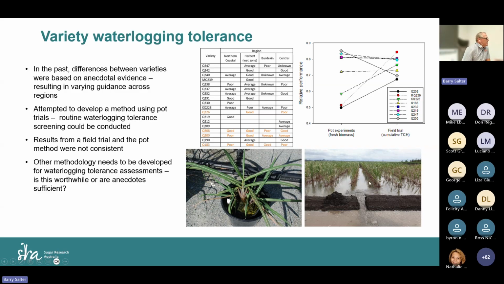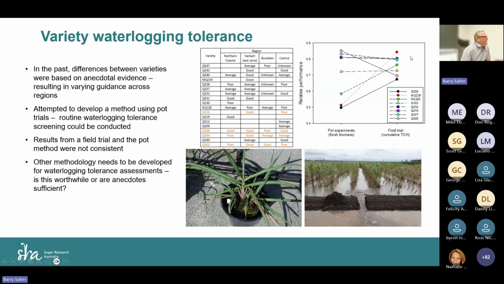And you can see in this image here, there's one of the plots where we're trying to drain some water out of one of those waterlogging treatments at the time. And so what we ended up doing was comparing the information we've got out from our pot trial to the field trial, and we encountered a bit of a problem. And so you can hopefully see in this figure that we looked at the relative performance of the varieties in the pot trial. So in this case, you've got something like Q208, where we waterlogged it, it was 50% worse than the control where it was not waterlogged.